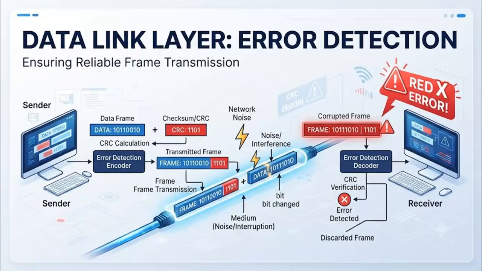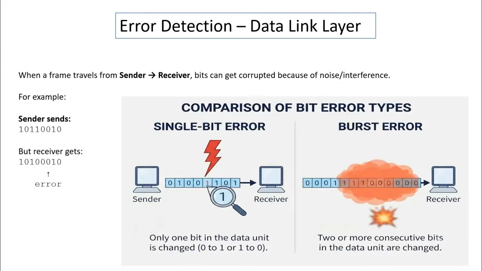Today we are exploring error detection techniques. Let's explore how to use redundancy techniques like Parity, Checksum, and Cyclic Redundancy Check to catch errors in the data link layer before they cause issues in the network.